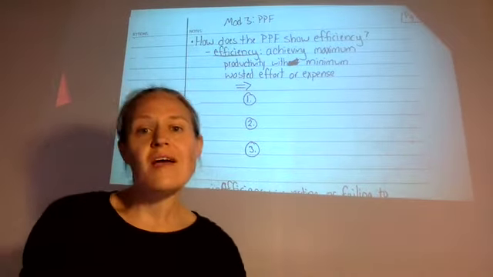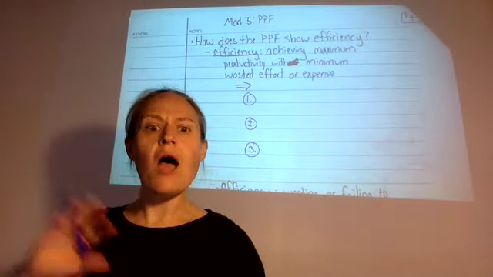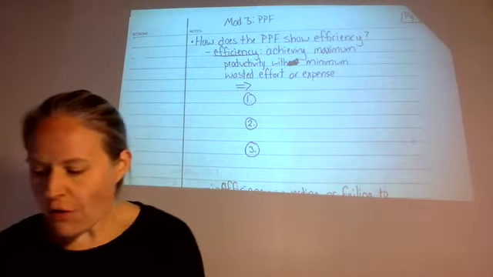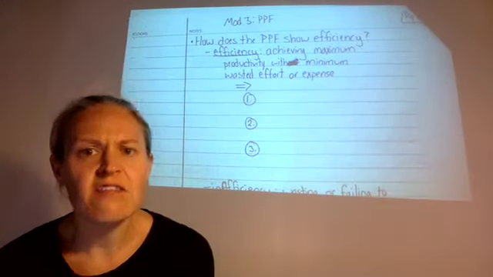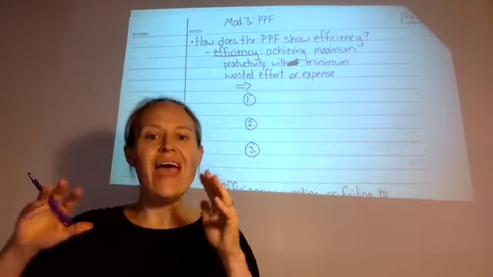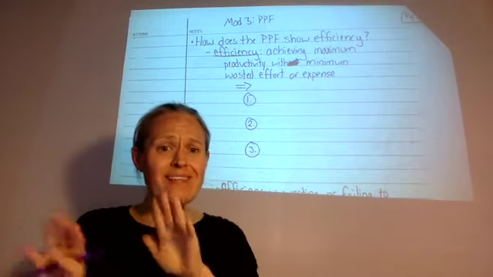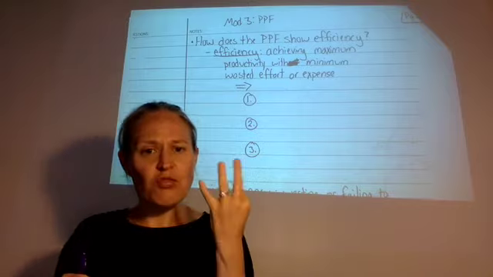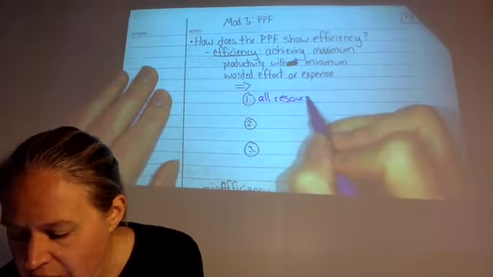All right, so how does the PPF show efficiency? We just mentioned that efficiency means you're not wasting any of your resources. So how does our PPF show that for us? Efficiency is achieving maximum productivity with minimum wasted effort or expense. If we have efficiency, we're not wasting time, resources, or money. If we are efficient, that means three things for an economy. Number one, it means that all resources are being used.